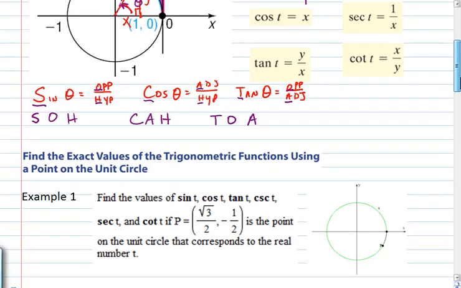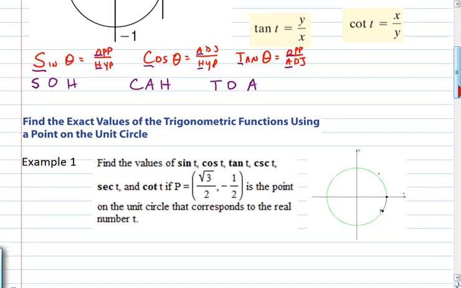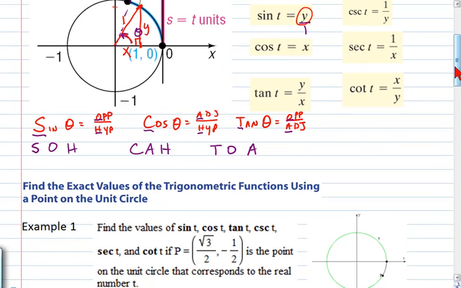Now, I do expect you to be able to find the exact value of the trig functions. You can use these definitions if you want to memorize this or use SOHCAHTOA. For example, look at example 1. It says find the values of sine, cosine, and tangent, cosecant, secant, and cotangent if this is a point on the unit circle. So here's a point, and it's on the unit circle, and it lies in quadrant 4.